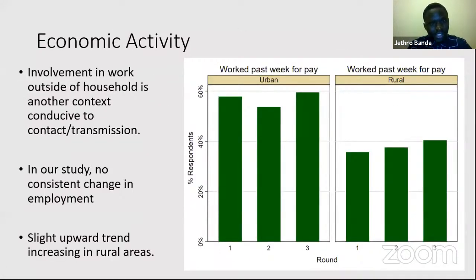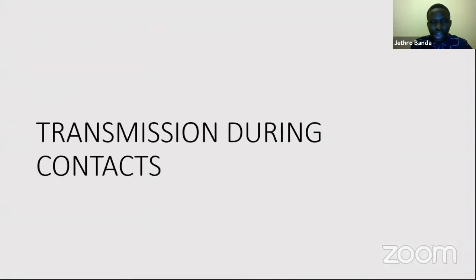Another thing that we looked at is their involvement in economic activities outside their homes, outside their household activities, but we don't see any consistent change in this, except maybe for that upward trend that we see in rural areas. So having gone through these two slides, we see that maybe reduction in contact might not be the reason why we might see a decline in COVID cases in Malawi. Probably it is the strategies that they have used to control transmission.